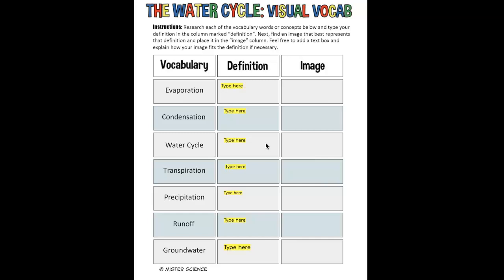Then it says, research each of the vocabulary words or concepts below and type your definition. Keyword, your definition. Do not copy and paste from the internet. Tell me what evaporation is to you. Tell me what condensation is to you. You don't have to give me some big fancy science definition, okay? Tell me what it is to you, and then find a picture on Google to add into the image column here. So you'll have your definition and your picture for each of these stages, okay?